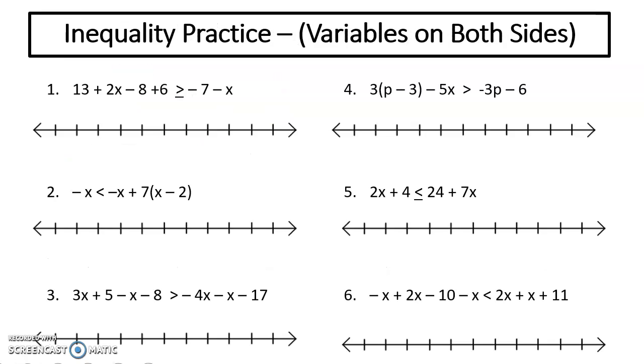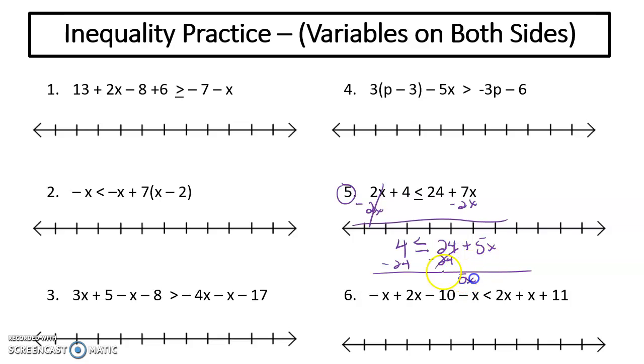All right, let's go forward one more and work on one with a few more steps. Let's look at number 5 over here. 2x plus 4 is less than or equal to 24 plus 7x. In this case, we have x on both sides of the inequality symbol, so we need to move one of them. I'm going to move 2x by subtracting 2x on both sides because it's positive. That's going to leave me with 4 is less than or equal to 24 plus 7x minus 2x, which is 5x. Now I can subtract 24 on both sides.